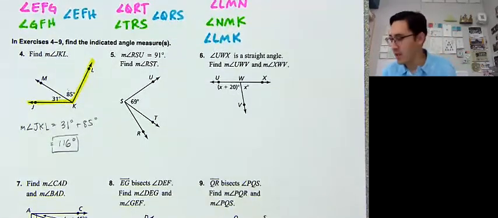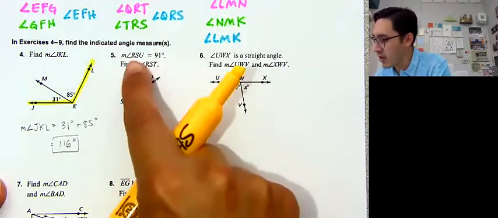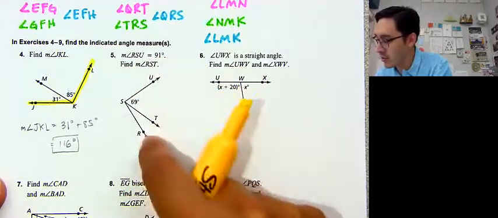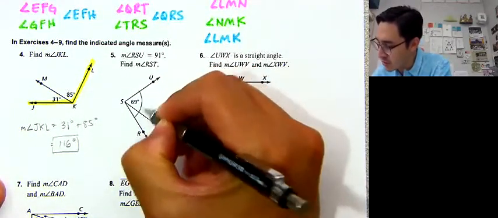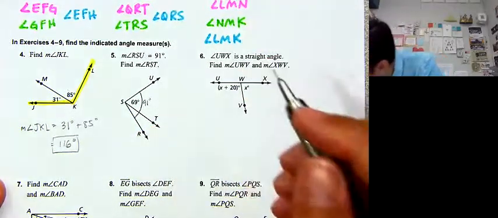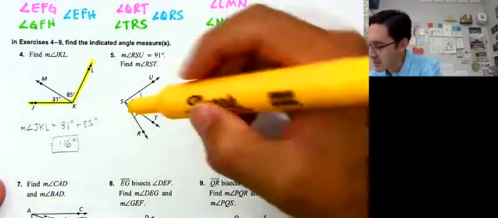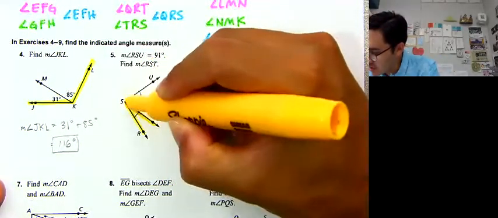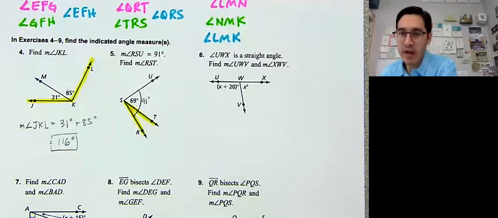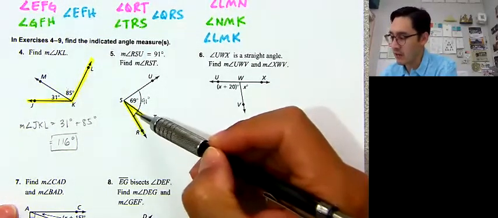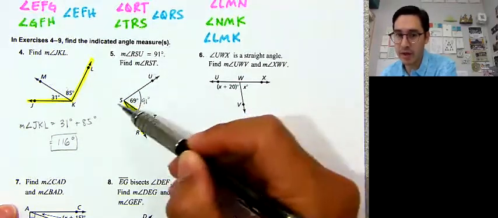In number 5, we know that the measure of angle RSU, that's the whole angle, is 91 degrees. So we can go ahead and mark that with an arc symbol, 91 degrees. We want to find the measure of angle RST, which is the smallest angle in the diagram. Because of the angle addition postulate, if we add the 2 small adjacent angles, they combine to make the big overall angle.